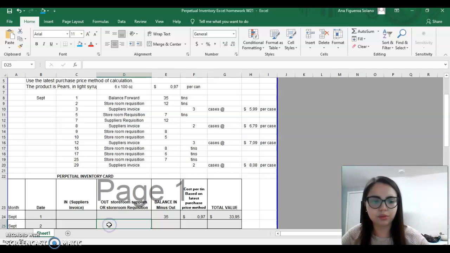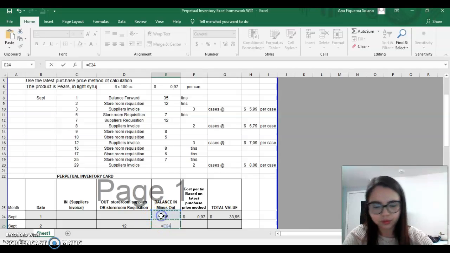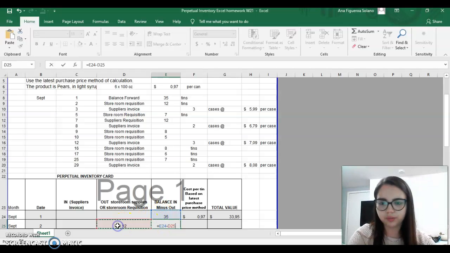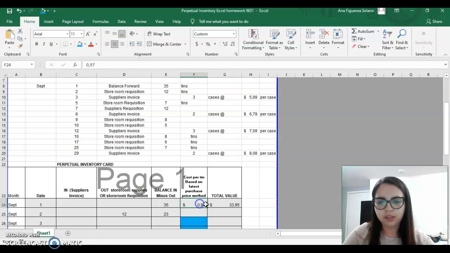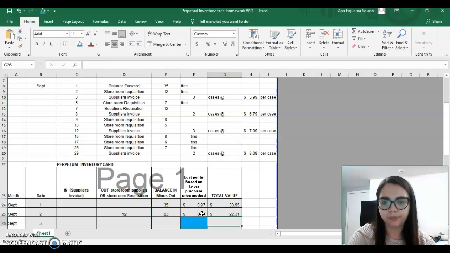For September 2nd, we have a requisition of 12 things. Requisition means out, so we put it here, and then we're gonna subtract. It's the same price because the price hasn't changed yet. And it's going to be the same formula, multiply the amount by the cost per unit.